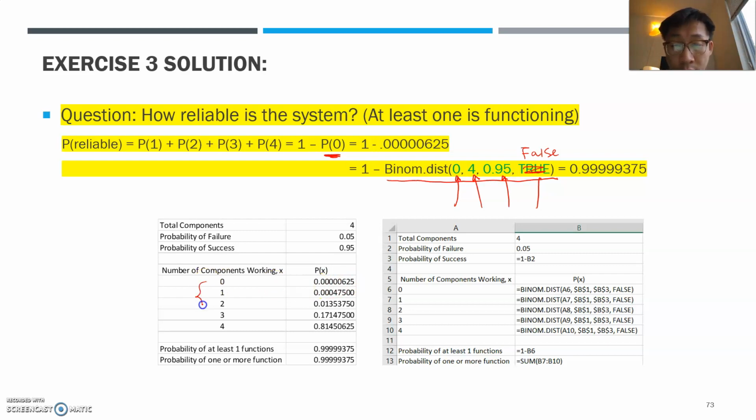So again, I've listed all the events here. Exactly 0 failures. Again, you cannot go more than 4 because we only have 4 components in here. Exactly 0 failures, exactly 1 failure, exactly 2 failures. So when we talk about reliability, that means a state where at least 1 is up and running. That means everything falls into our description except 0. So the probability of at least 1 functioning is going to be this big. I hope you got this example. This is a very short example, but it's very important.